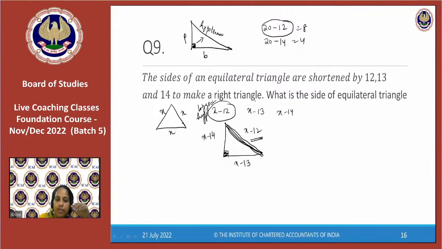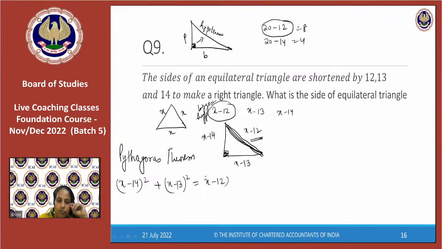And since we are making a right triangle, right triangle always comes with something called Pythagoras theorem. So Pythagoras theorem says the sum of squares of the other two sides is equal to the square of the hypotenuse.